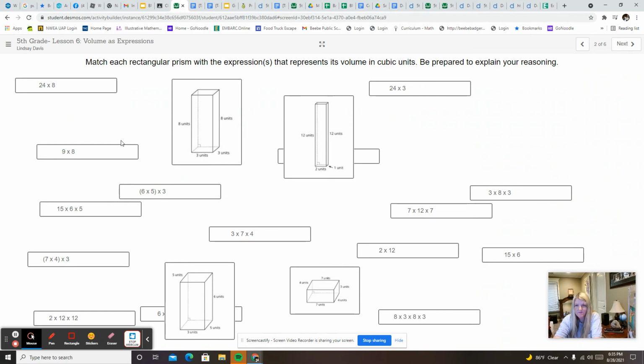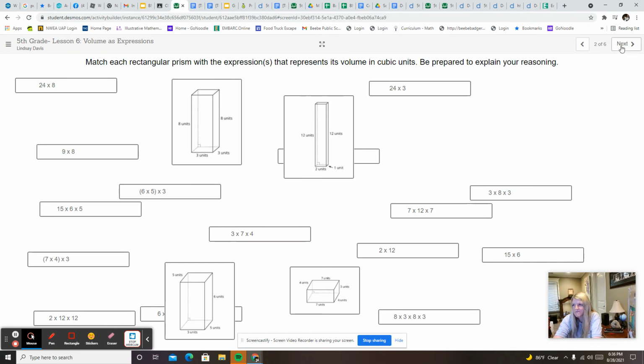So you can look, and this one right here, 9 times 8, would match with this one. And if you find the one that's 3 times 3 times 8, that's also going to match with it, like this one over here. Remember, the order doesn't matter when you're multiplying.